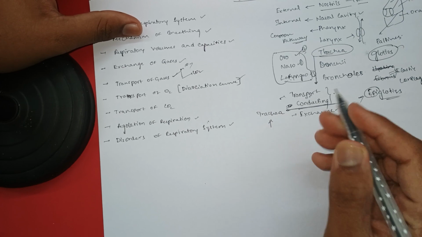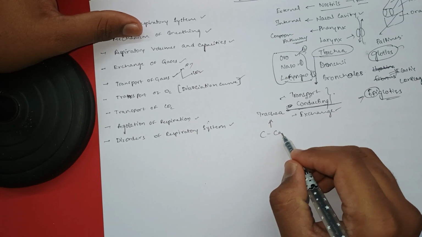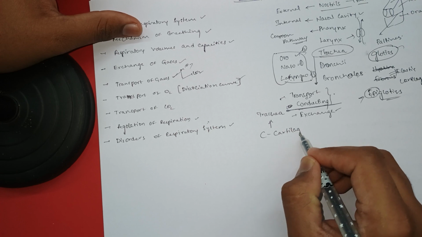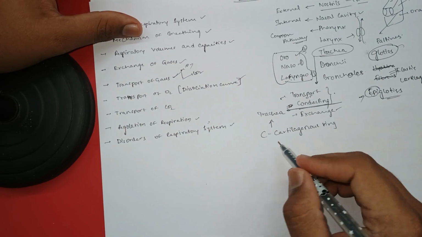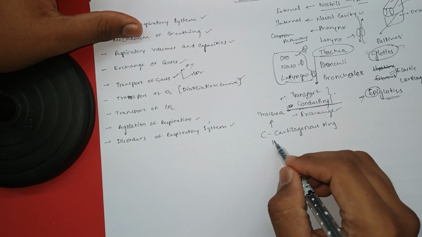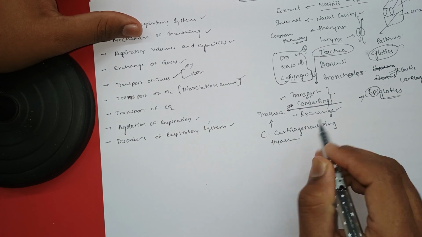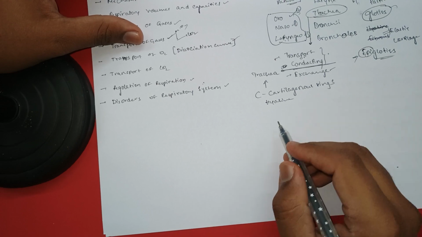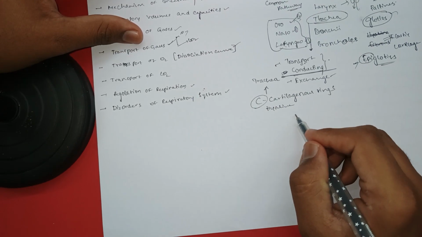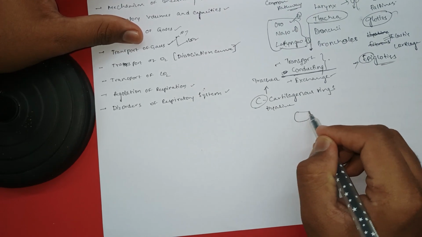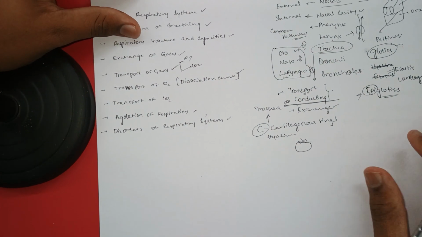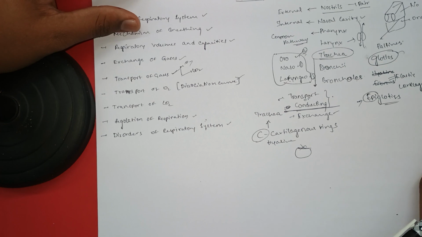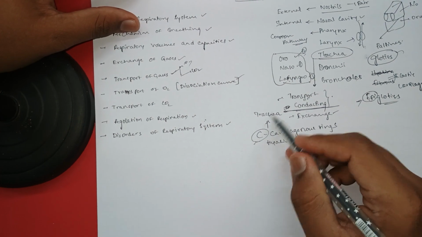It is supported by C-shaped cartilaginous rings, and these are made up of hyaline cartilage only. These rings are incomplete, like this. They are deficient posteriorly. They are not present on the posterior side, or behind. They are present anteriorly. This prevents the collapsing of the trachea.